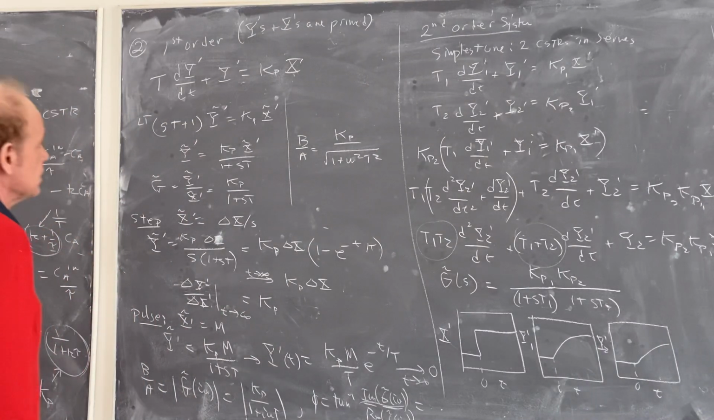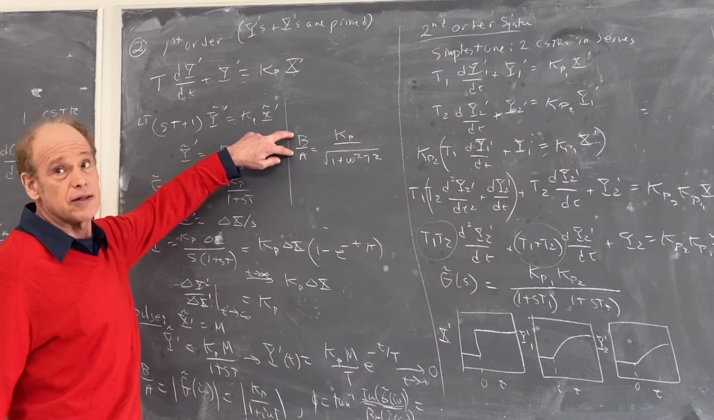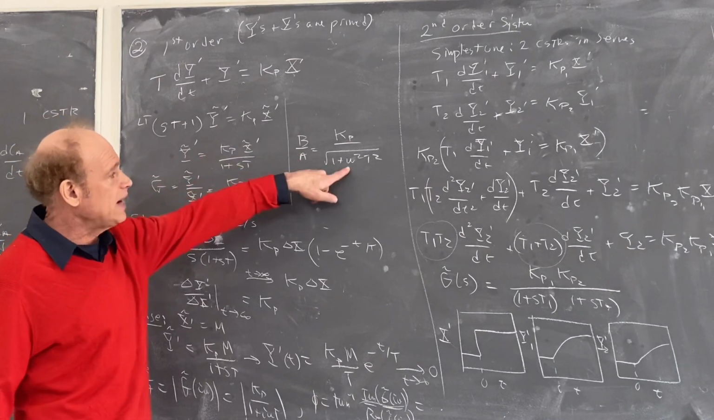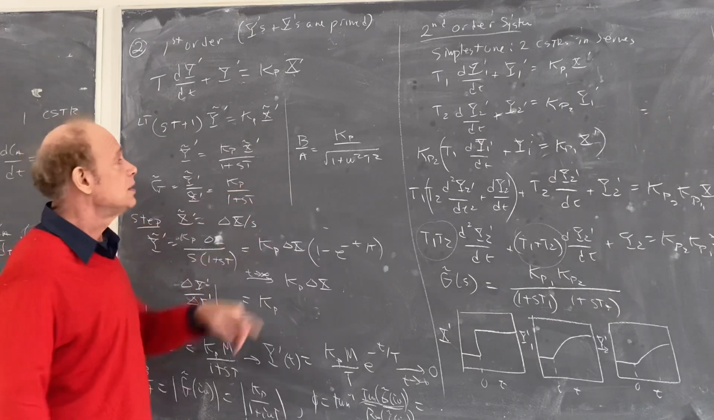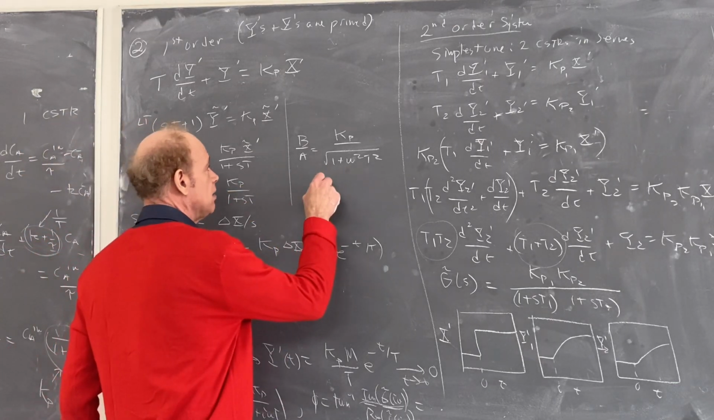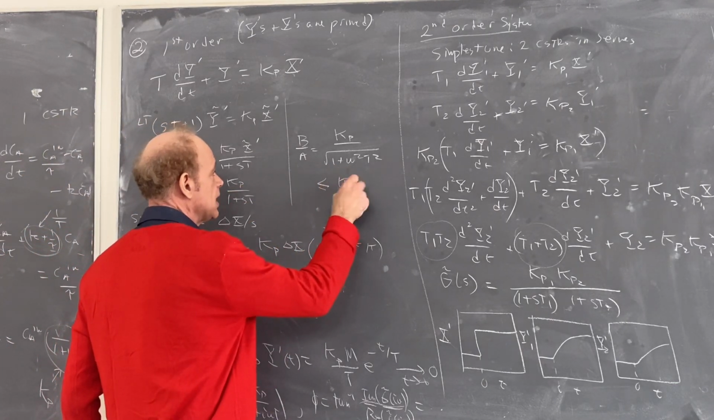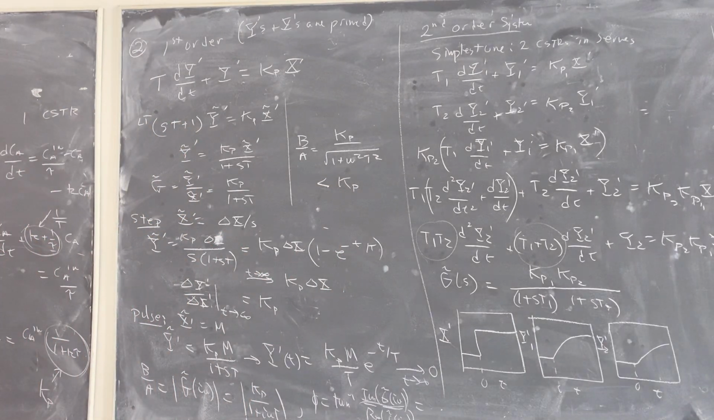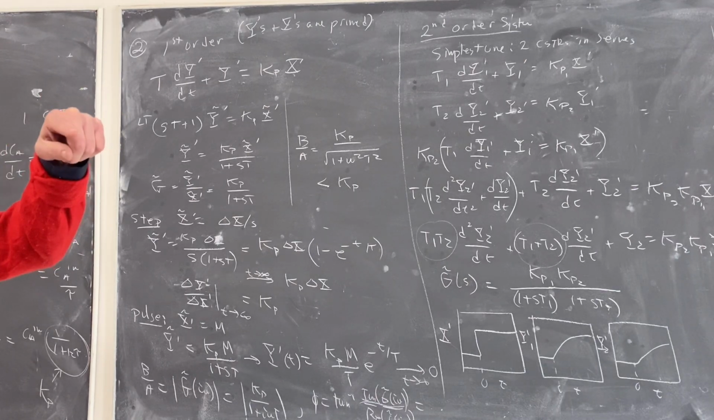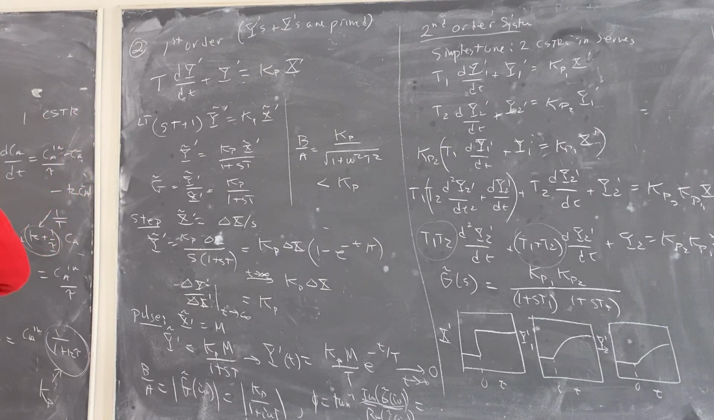And I want you to notice that B over A, the amplitude ratio, for any value of omega, the denominator is greater than 1. So this is always less than or equal to Kp. It's actually for any finite value, it's always less than Kp. So it's always less than the steady state gain for a step. The amplitude ratio of the output sine over the input sine is always less than, for any frequency, the steady state gain of a step function.